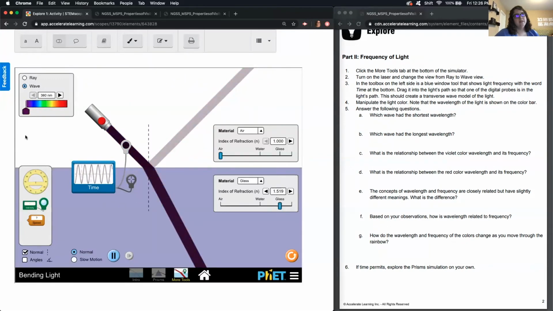Okay. Now I'll go the other way compared to that. Answer C and D now. Determine what you think the relationship is between the violet color wavelength and frequency, and then the red. Take a pause, and then we'll come back and discuss.